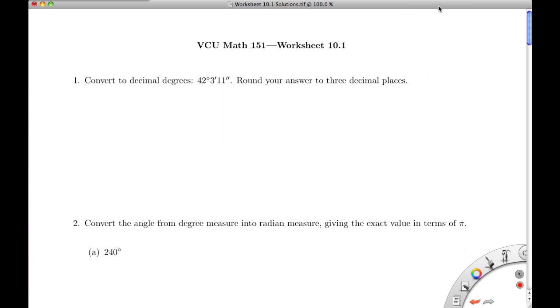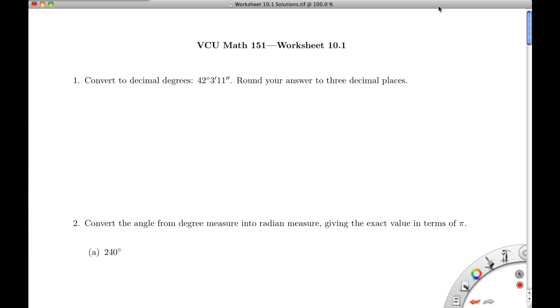Hey everyone, so these are the solutions to Worksheet 10.1. We're going to be talking about angles as a warm-up to getting into trigonometry here. So in number one, we're given an angle that's expressed in terms of degrees, minutes, and seconds, and we're asked to convert it to a decimal approximation of this, rounding to 3 decimal places.